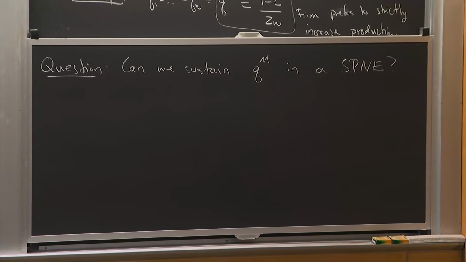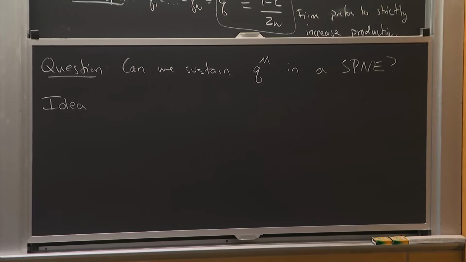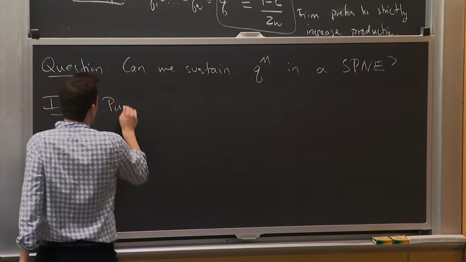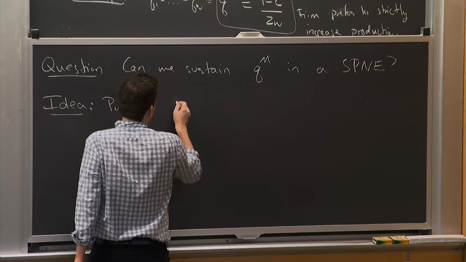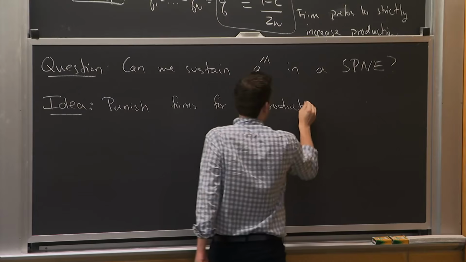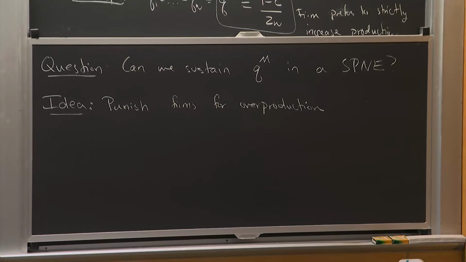So how can we do this? Well, what's the idea? We need some way to punish people for overproduction. And in fact, we'll just punish them if they produce anything other than what they're supposed to. Really, overproduction is the tempting thing to do. But here's the idea. We want to punish firms for overproduction. So any ideas about how we might be able to do this? So we're getting together. We see that one firm has deviated. Say they've produced too much. Now what might we want to do to try to punish them?